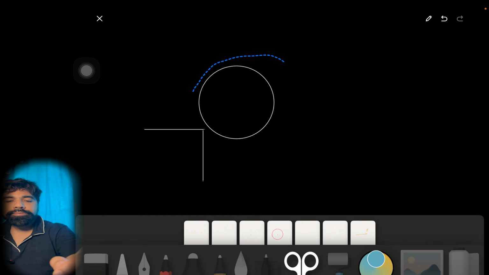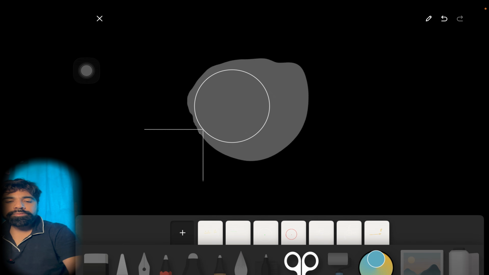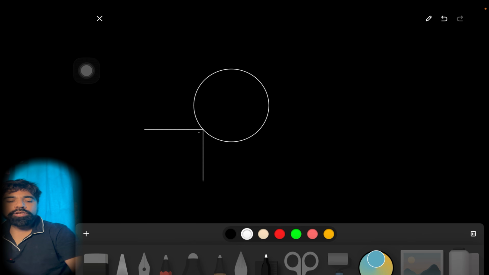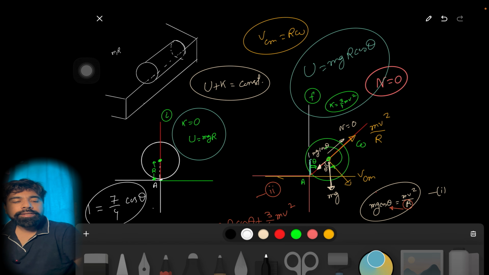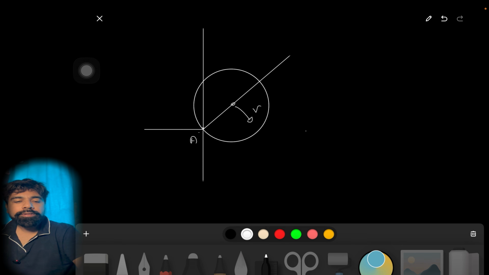The cylinder is now here. It has rotated by an angle theta. We need to calculate the velocity of the center of mass. So this is the reference frame, this is the vertical line, and this is the point A, the radial line passing to the center of mass. And the velocity equation from here, what I am getting, it is coming as mv square by r equal to mg, this angle is theta, into cos theta.